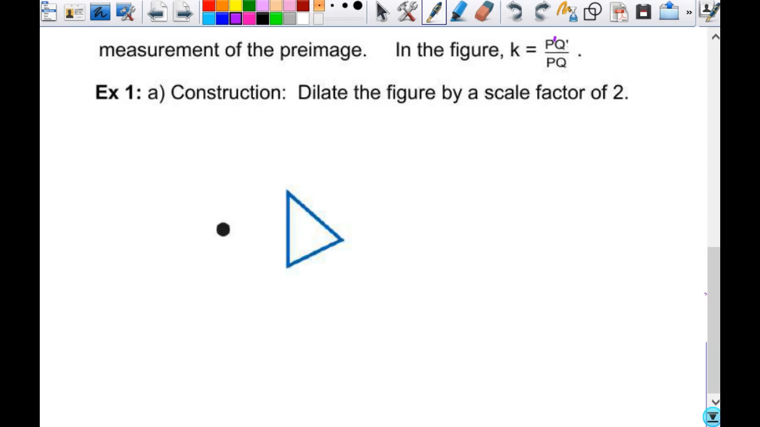All right, so we're going to construct this. So you need a ruler, right? You need a ruler, not just your ID badge, not just a straight edge, a ruler, which there's plenty of them around, and colored pencil maybe if you want. You don't have to, but that can be helpful.